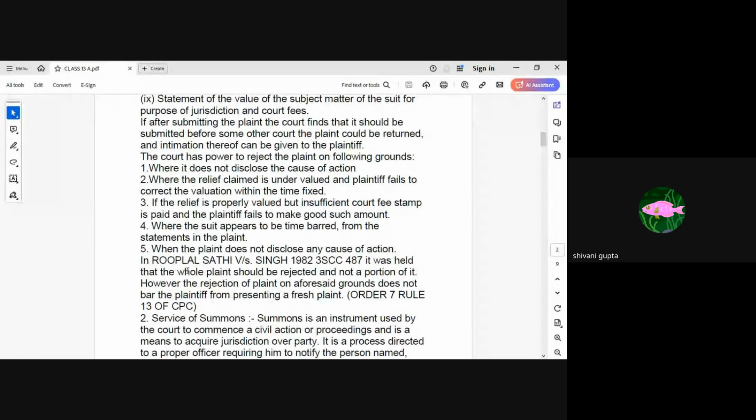There is a case law also, Roop Lal Sathi versus Nachhattar Singh, 1982, where the court held that the whole plaint should be rejected, not a portion of it, because rejection of a portion doesn't bar the plaintiff from presenting a fresh plaint. Order 7, Rule 13 of the CPC says so. Once your plaint is rejected on the ground of non-disclosure of any cause of action, you can file a fresh petition with all the improvements or changes required.